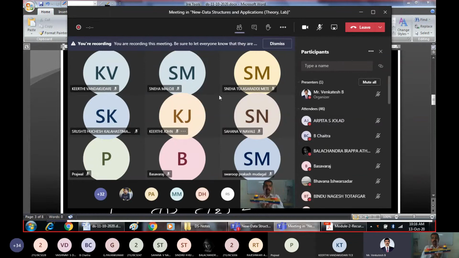Now suppose we have 3 disks. So assume we have 3 disks, something like this. For these 3 disks, I want to move the disks from source A to destination C by taking B as the auxiliary.